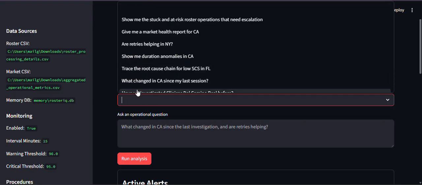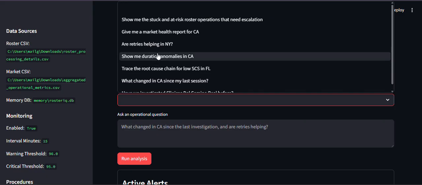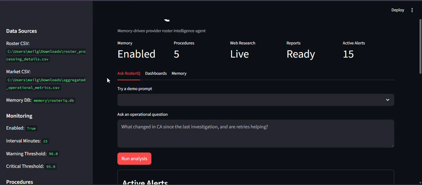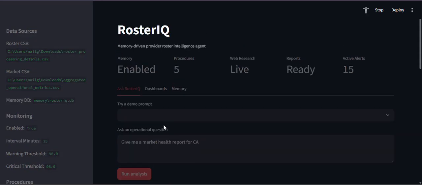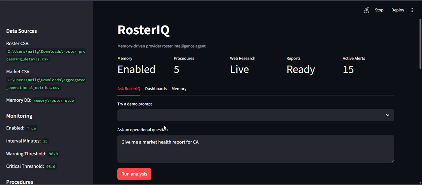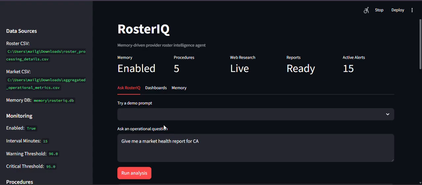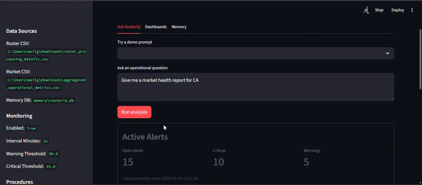This is a demo prompt in which these are the options the user can select for the most selected queries. Then we have an operational question tab where the user types his questions in natural language. Suppose I write this question, give me a market health report for CA. When I click on run analysis, the processing takes place. The query enters our LangGraph workflow, and as I said, it is decided whether this question needs help from our pipeline health agent or a market analytics agent or both.